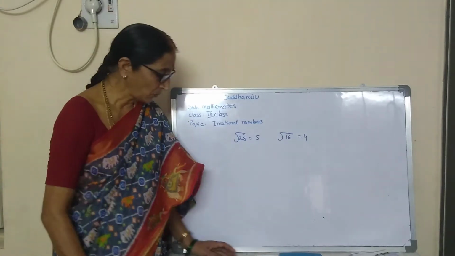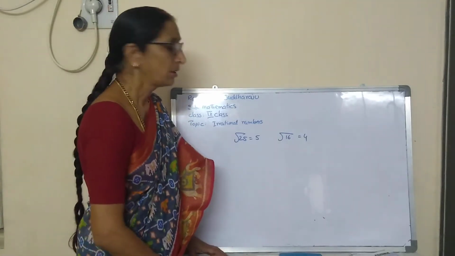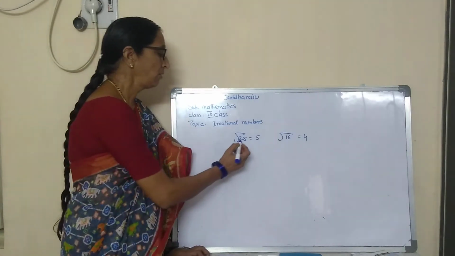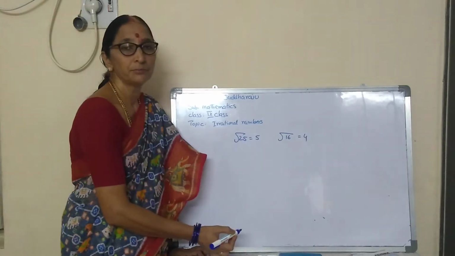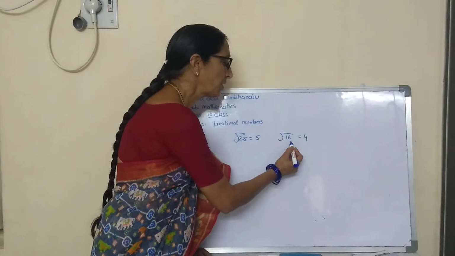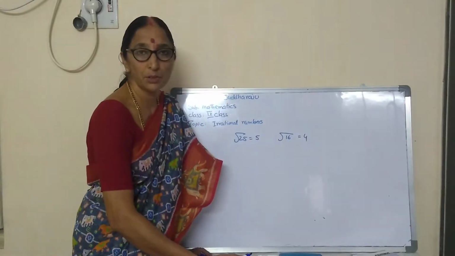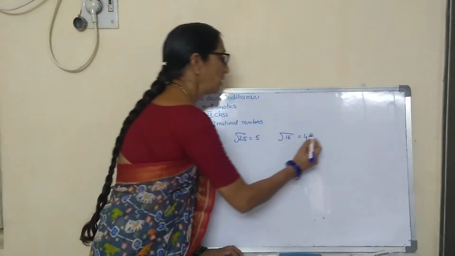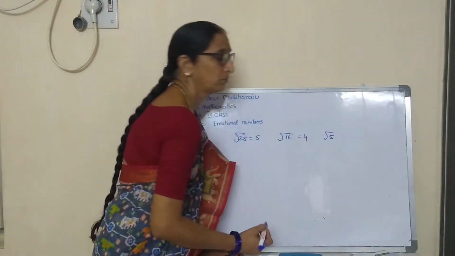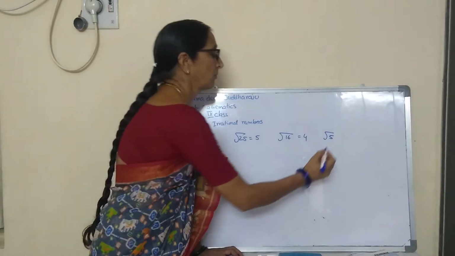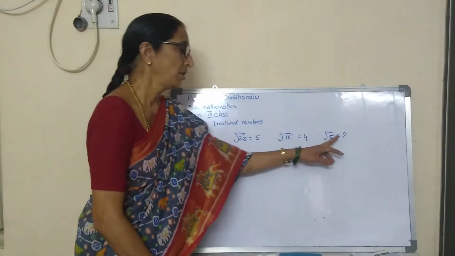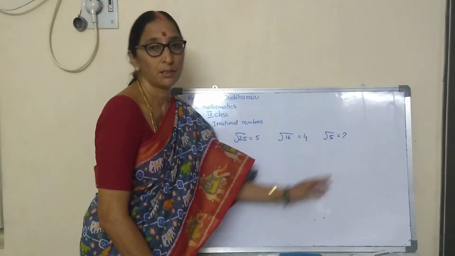Now please remember the rational numbers and answer me. What is the value of root 25? Yes, it is equal to 5. What is the value of root 16? It is equal to 4. What is the value of root 5? Can you get any rational number?